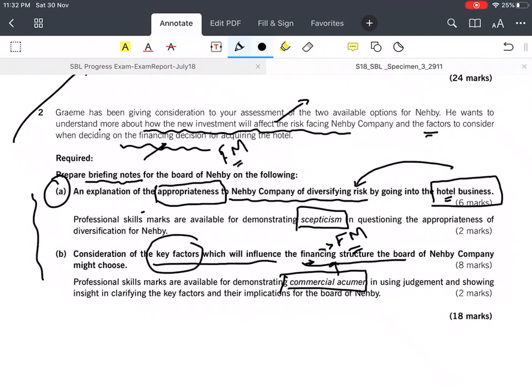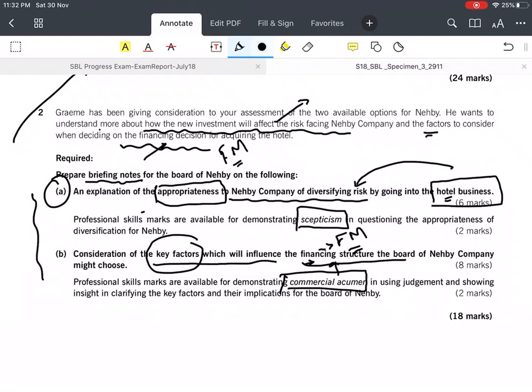Now, if you go back to your financial management paper, you will find a few factors that we used to consider before taking any financing decision. Number one, we have to consider the cost of borrowing and compare it with the cost of equity financing and see which is more costly. And you know that it's always costly to go for equity financing.